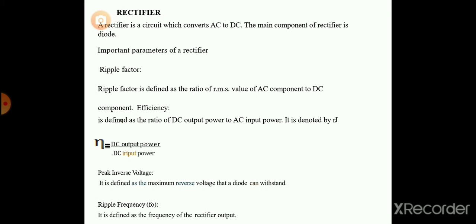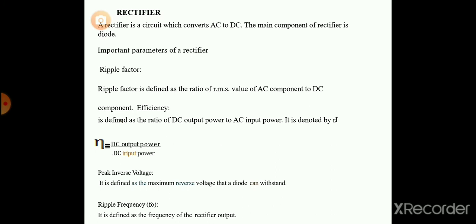Important parameters of a rectifier: the ripple factor, the unwanted AC present in the DC, is called the ripple. This ripple can be removed by using some other circuitry. Then efficiency is given by the DC output power to the AC input power.